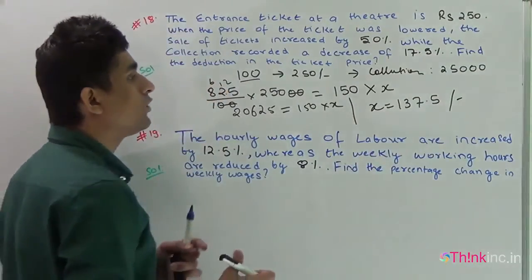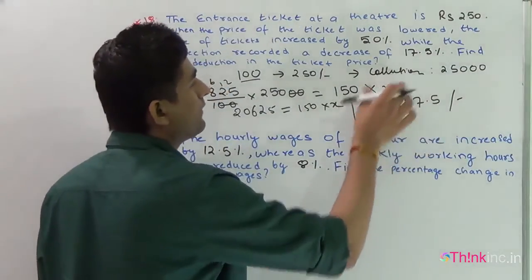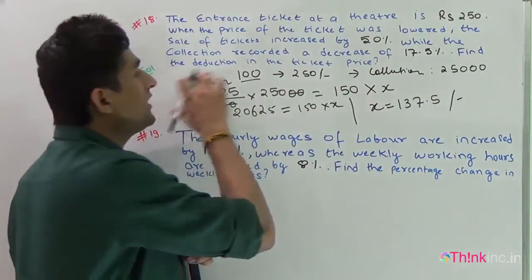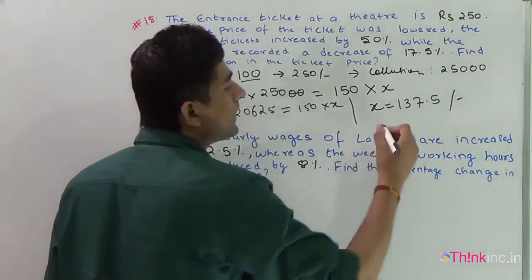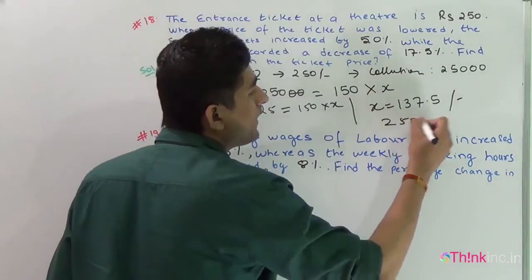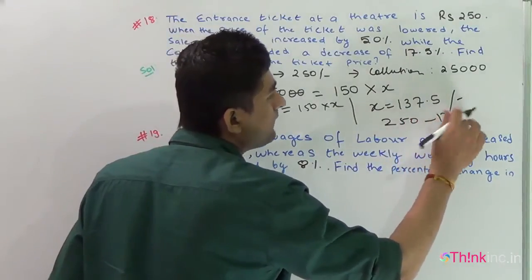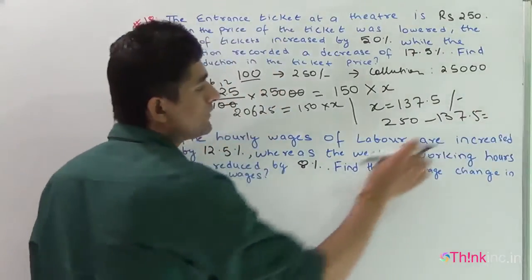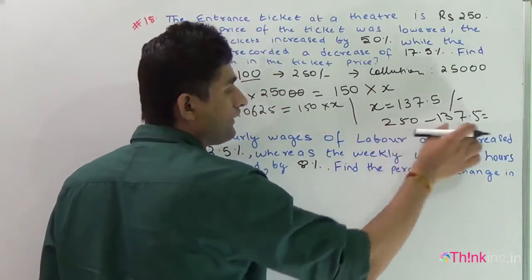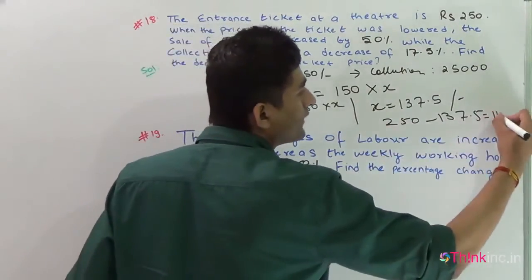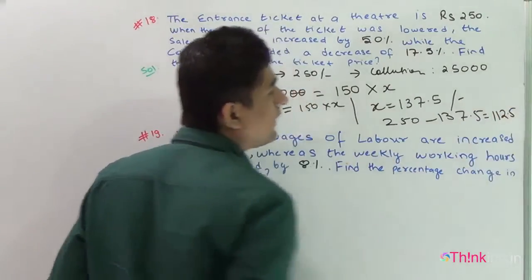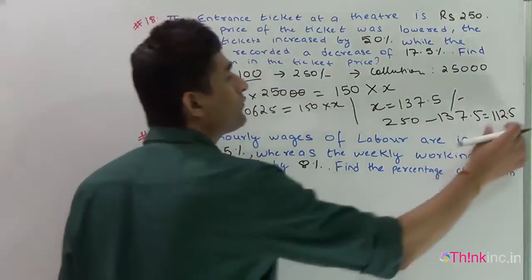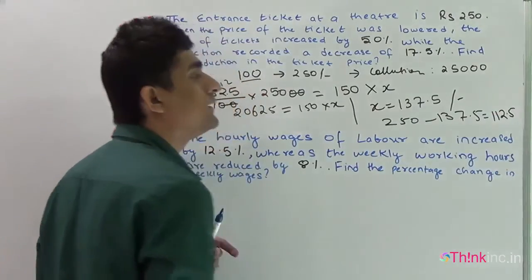I think this is clear to you. This is the new price of a ticket, but we have to find the reduction in the ticket price. That means earlier it was 250 rupees, now it's 137.5, and we have to calculate the deduction. So I have to subtract 137.5 from 250 and I'll get the deduction amount. It is 112.5 rupees. Therefore the answer of this question is 112.5 rupees.